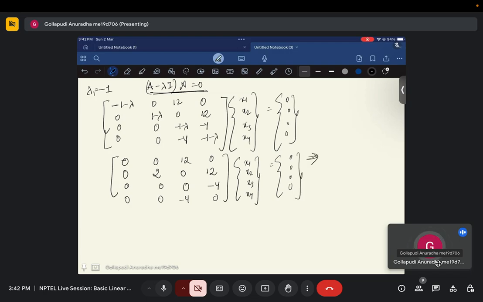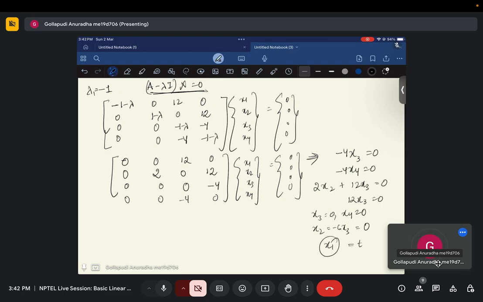so if you solve this, you can get x3 is equal to 0, minus 4 x4 is equal to 0. If you expand this, 2 into x2 plus 12 into x3 is equal to 0, and 12 into x4 is 0, x3 is equal to 0. Okay, so from this x3 is equal to 0 is clear, x4 is equal to 0, and x2 is equal to minus 6 x3 and x3 is equal to 0, so even x2 is going to be 0, and there is nothing given on x1, right? So x1 will be taken as arbitrary.